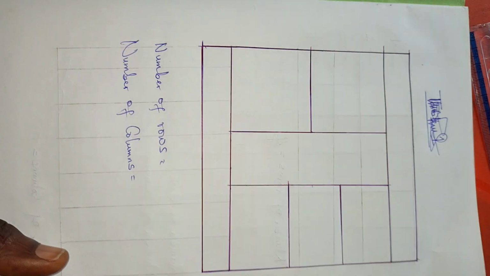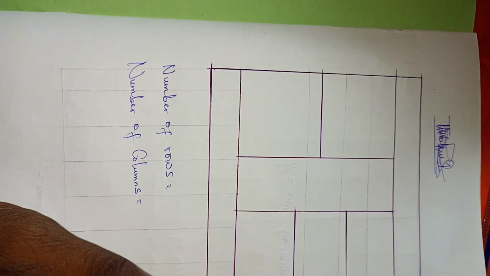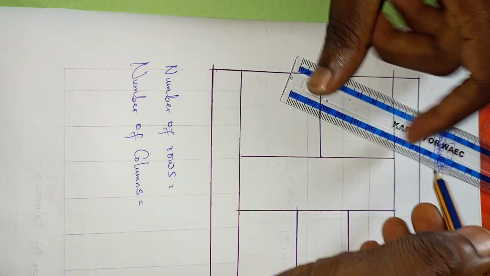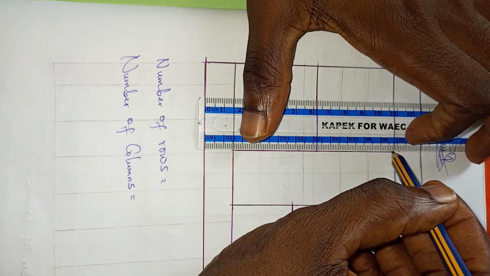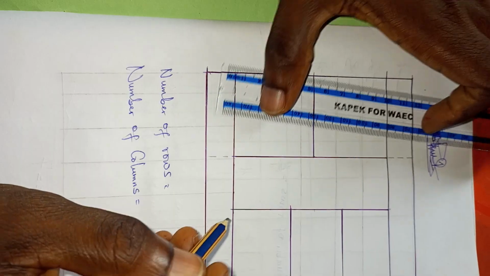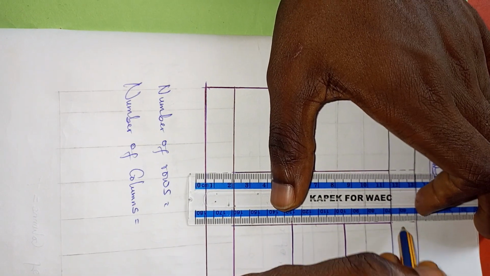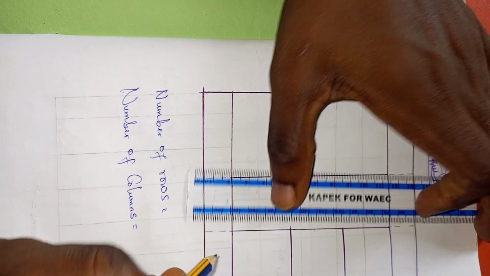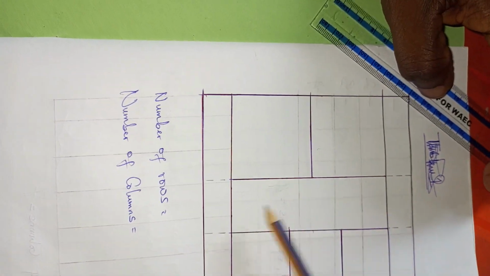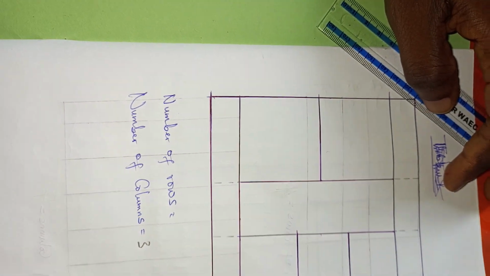Now, let me see some of that in here. Now, look at this. How many rows and columns do we have here? It is safe for you to say, okay, we have one, two, three columns.